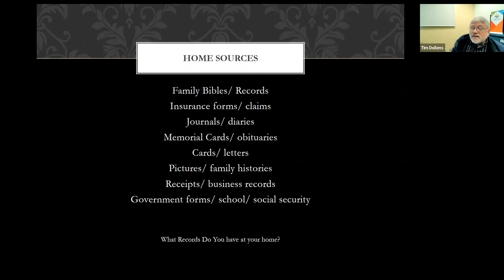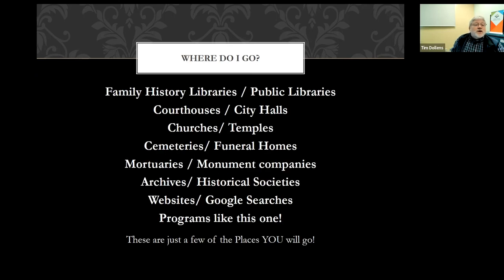And who would have gotten the records from your grandparents if they're deceased? All right, so where do I go for all these records? Family history libraries, public libraries, courthouses, city halls, churches, temples, cemeteries, funeral homes, mortuaries, monument companies, archives, historical societies, all kinds of websites. Google searching is a thing. Google searching does provide lots of records for up-to-date repositories that might have stuff.